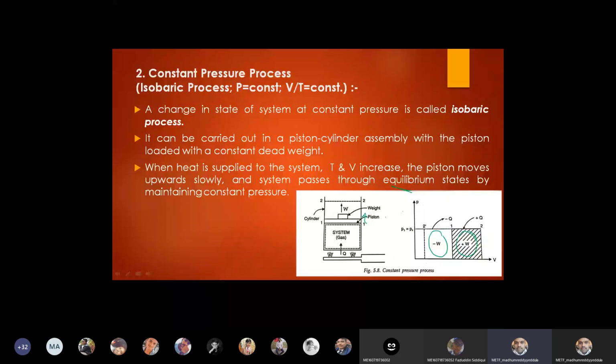That is important. So if you remove the heat, what will happen? The piston will move downward, but due to the weight of the dead weights, the pressure will remain constant. Maybe the volume is decreasing, but pressure will remain constant. Okay. And now I will explain heat transfer and work done for the constant pressure process.